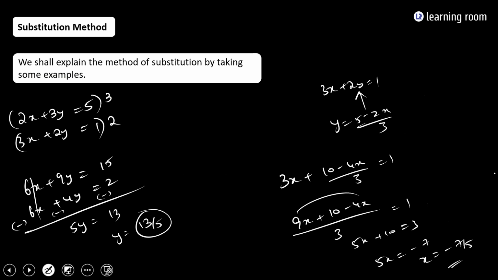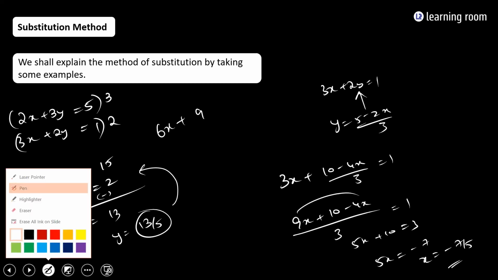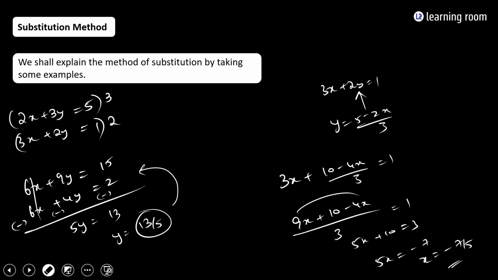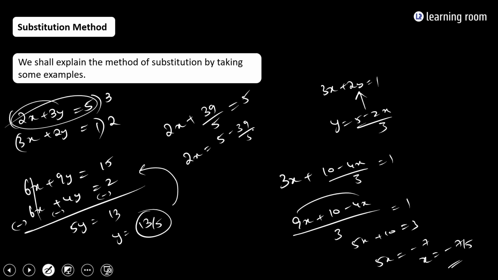Right? Similarly, I'll take this and substitute it back in any one of the equations. I'll substitute it in the first one here. So 2x plus 39 by 5 is equal to 5. So 2x is equal to 5 minus 39 by 5, or (25 minus 39) by 5. This is 2x. So x will be equal to minus 7 by 5, because you'll get minus 14 by 5. So 2 will get cancelled.